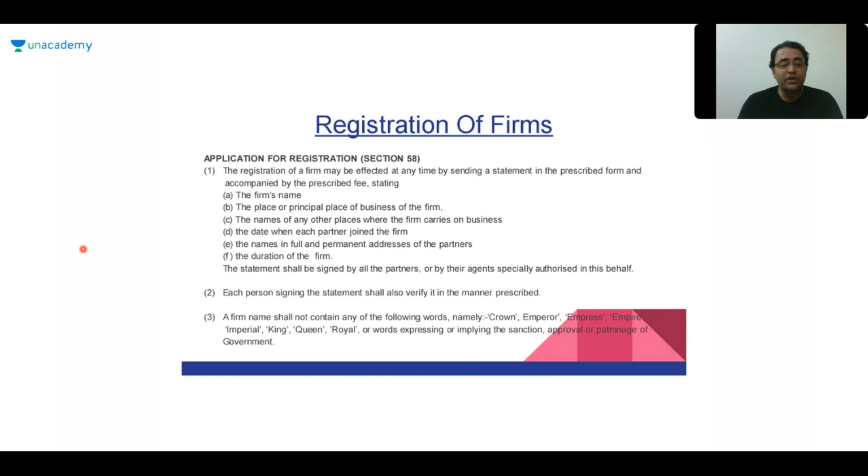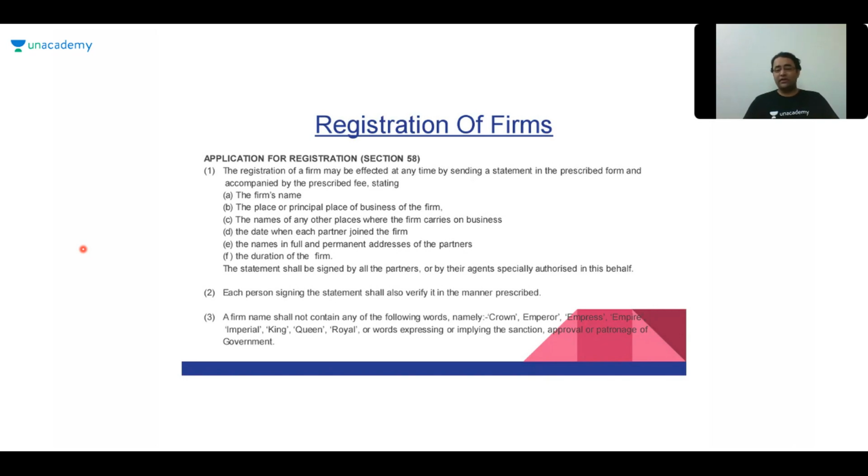A firm shall not contain any of the following words, namely crown, emperor, empress, empire, imperial, king, queen, royal, or words expressing or implying the sanction, approval, or patronage of the government. Please remember, you can have any name for your firm. You can have ABC Enterprises, ABC Co. You can have your name.